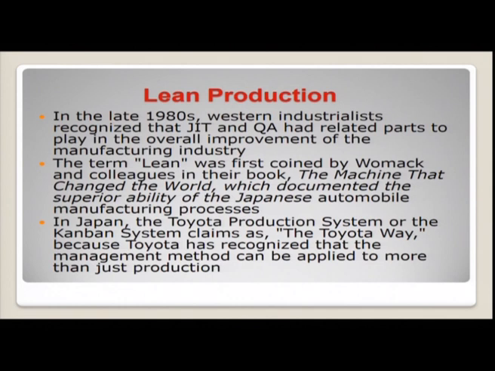The next theory is on LP. LP denotes lean production. In the late 1980s, the industries in the Western world recognized that just in time and quality assurance, JIT and QA, had related parts to play in the overall improvement of the manufacturing industry. The term lean was first coined by Womack and colleagues in their book The Machine That Changed the World, which documented the superior ability of the Japanese automobile manufacturing processes.